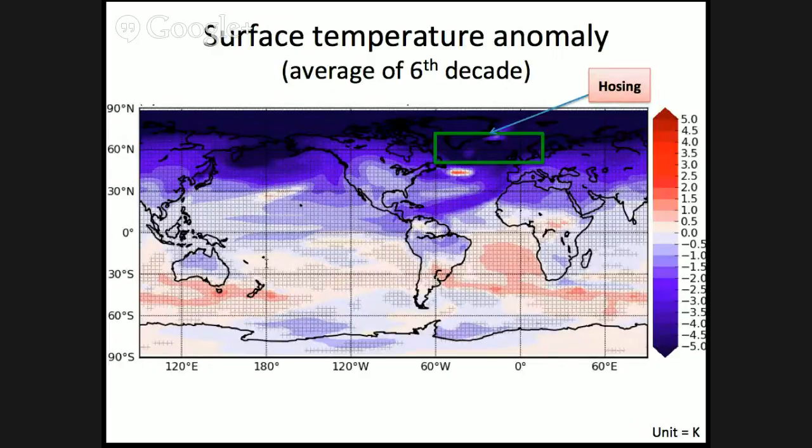You see that this area is the hosing area, but there's a global climate response to the regional hosing, including broadly cooling in the Northern Hemisphere and broadly warming in the Southern Hemisphere. And there's much more detail, like here the cold tongue, and there are smaller warmer spots over the North Atlantic Ocean.